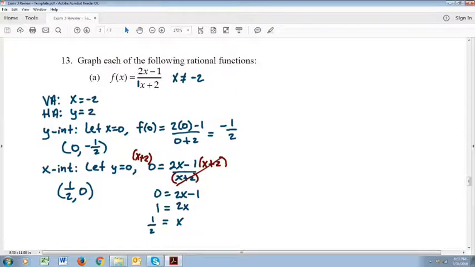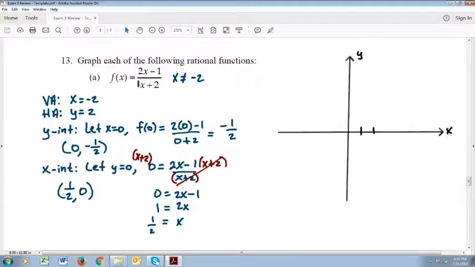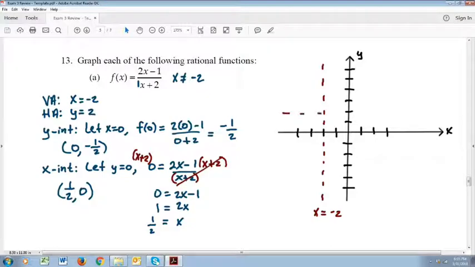Let's go ahead and graph this. So first of all, let me put my asymptotes in. We've got one at x equals negative 2 and y equals 2. And let's put in the 2 points that we got, our 2 intercepts.